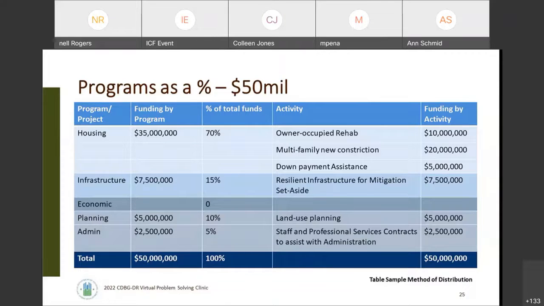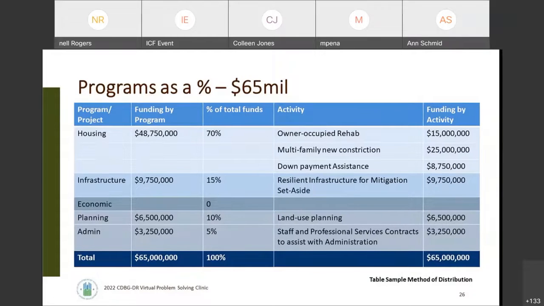So once you start assigning an allocation amount to percentages, you can get a sense of if your percentages are too high or too low. And so I kept the same percentages again and adjusted it to a $65 million award. And now you can see here that just based on percentage, 10% of 65 million, 6.5 million may be too much for a planning program.